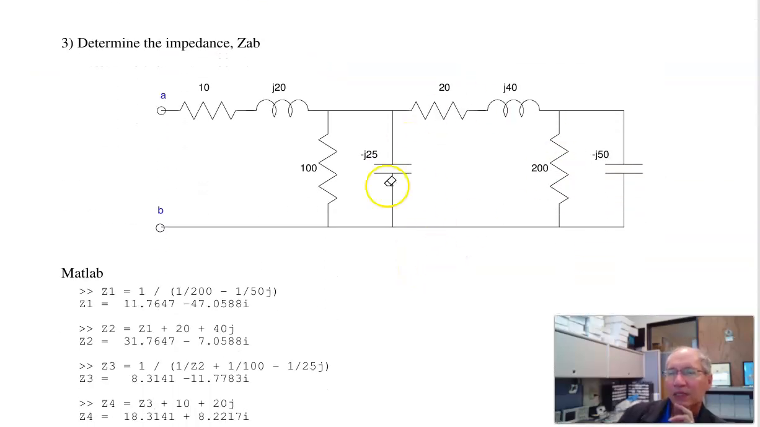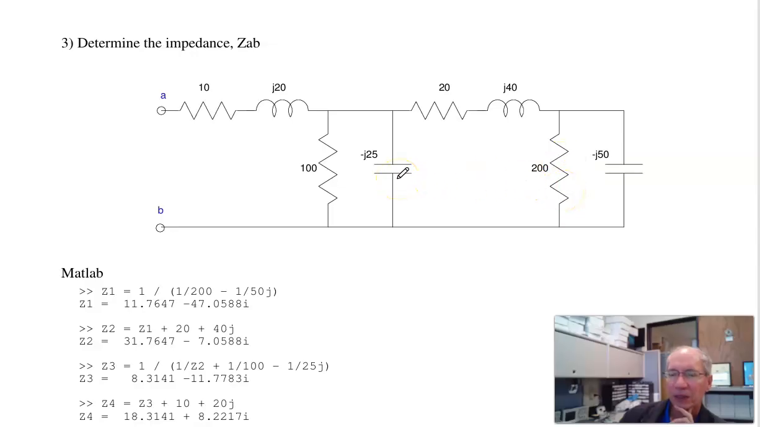Problem 3. Here's another problem. What's the total impedance? So again, this is series and parallel. I'll take 200 in parallel with minus j50. So take the inverses, add them, take the inverse. So these together are 11 minus j47 ohms. In series with 20 plus j40, this is 31 minus j7 ohms.